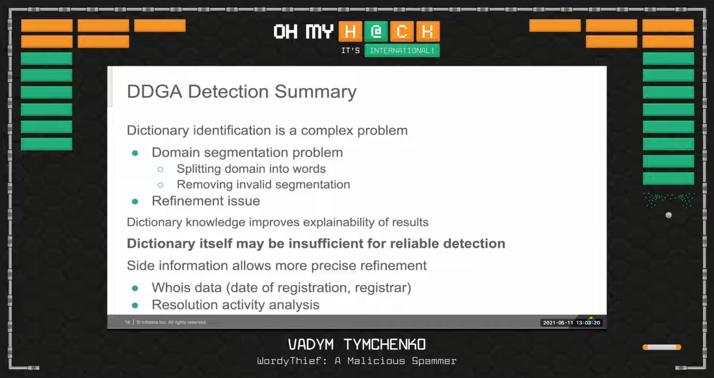And the dictionary and pattern itself might not be sufficient for reliable detection. We need to involve some additional information to improve the refinement and be able to identify domains which are not related to the actual dictionary DGA.